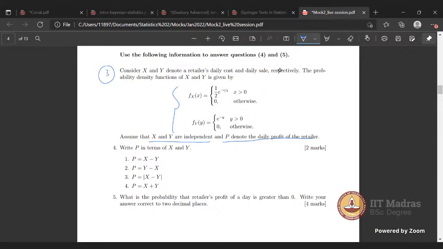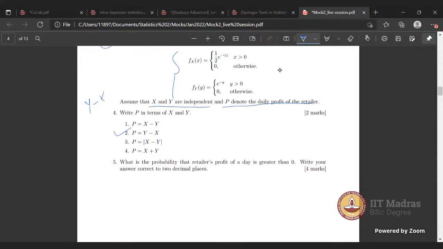So we all know that the profit formula is selling price minus cost price. The selling price here is denoted by the random variable y, and the cost price is denoted by x. So the profit is going to be just y minus x. So we can simply mark 2.